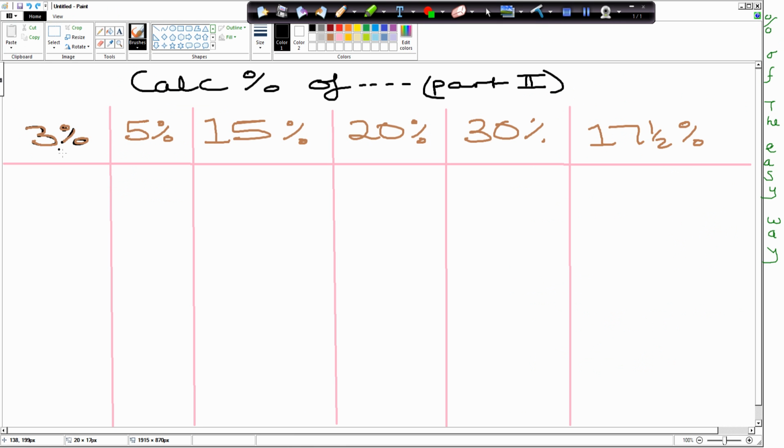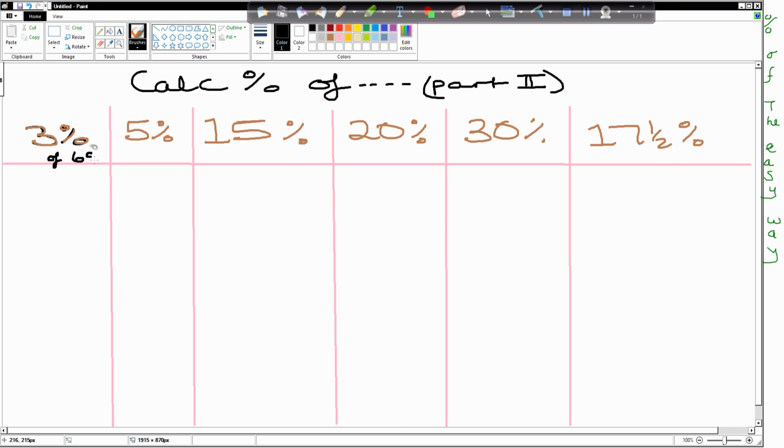I'm going to work out now 3% of what number? Let's give you 690. To work out 3%, what do we work out first? First of all, we start with 1%. To work out 1% of 690, what do we do with it? Open the door, please, it's really hot in here. To work out 1%, we divide by 100.